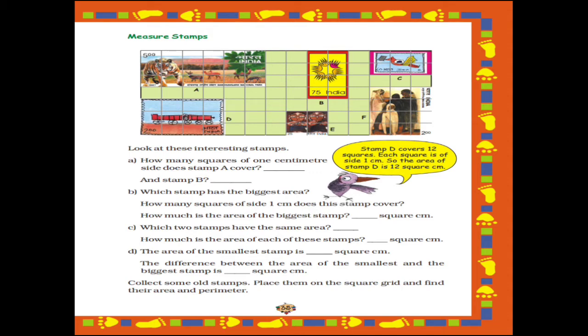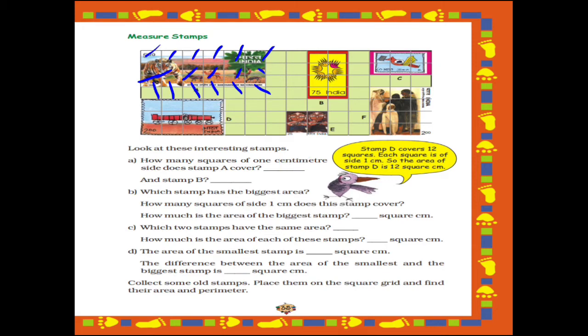Question number A. How many squares of 1 centimeter side does stamp A cover? So we have to count how many squares stamp A is covering. Let's count. 1, 2, 3, 4, 5, 6, 7, 8, 9, 10, 11, 12, 13, 14, 15, 16, 17 and 18. So what will you write? You will write here that stamp A is covering a total of 18 squares of 1 centimeter side. You have to write this in a notebook.